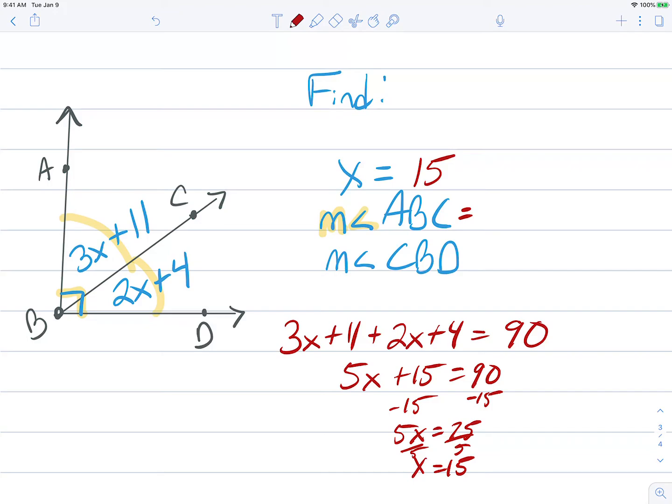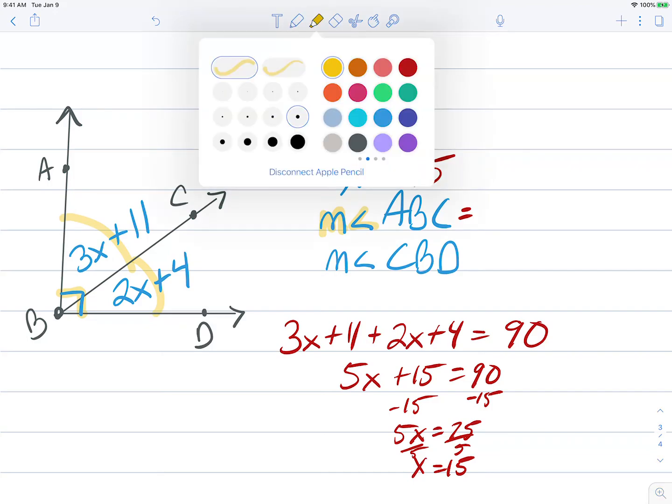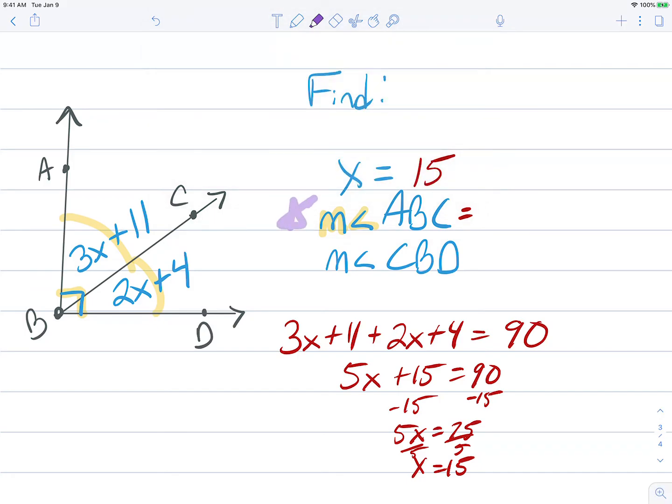So first of all, make sure you're looking at the correct angle. If I were looking for the measure of angle ABC, I'm going to trace it in the order that it's written. So from A to B to C is that top angle that is 3x plus 11. So if I were to make x 15, I'd go 3 times 15 plus 11. So 3 times 15 is 45, plus 11 is 56 degrees.